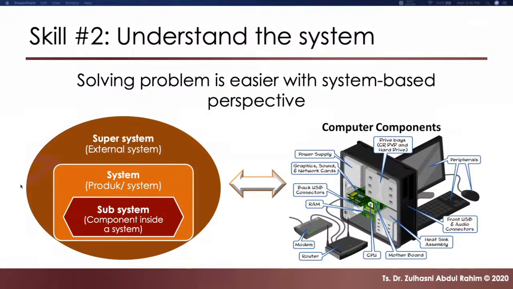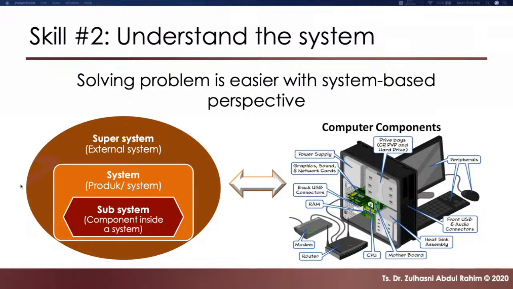And then we have super system, which is outside the system. For a computer, we have table, chair, and the person that uses the computer. Whatever is outside the system of the computer is called super system. By categorizing this kind of concept, we are able to identify where the problem is positioned or located. So that is why we use this system base.